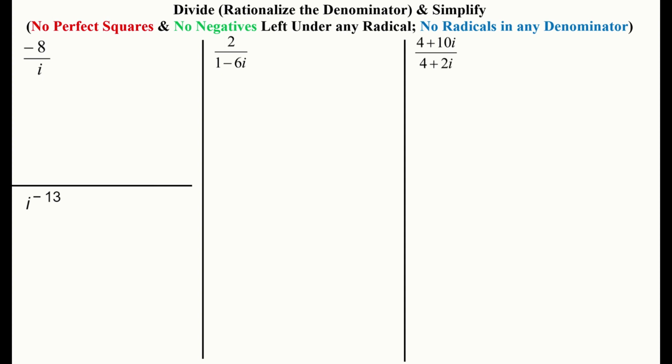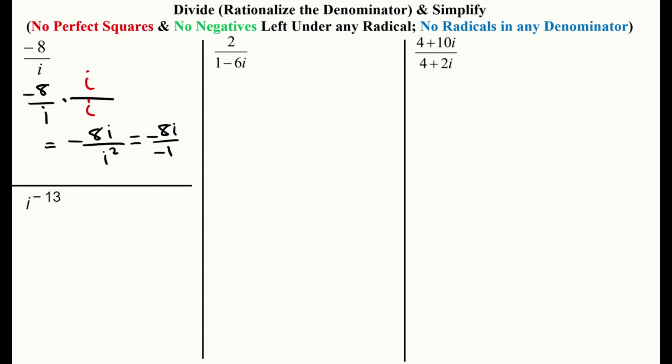Okay, when it comes to dividing complex numbers, you're not dividing in the traditional sense. There's not going to be any long division or anything like that. You're basically rationalizing the denominator. So if the denominator is a simple i, such as the case here in the first one, then all you're going to have to do is multiply it by just i over i, because notice what happens. You end up with -8i over i squared, and we know that i squared is -1.